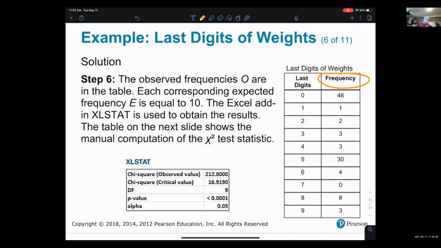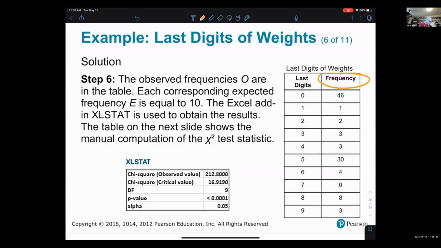Each corresponding expected frequency is equal to 10. Now, they're not listing that here, but it could be shown. StatCrunch will just do all that for you. You don't have to do that unless the problem asks for that independently. So in this case, they used an Excel add-in, Excel stat, to obtain the results.